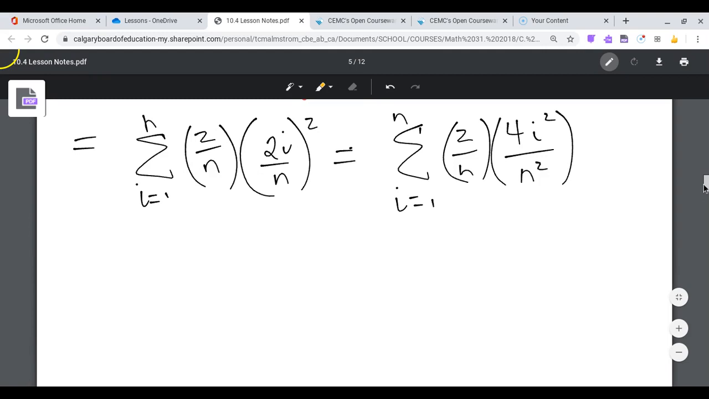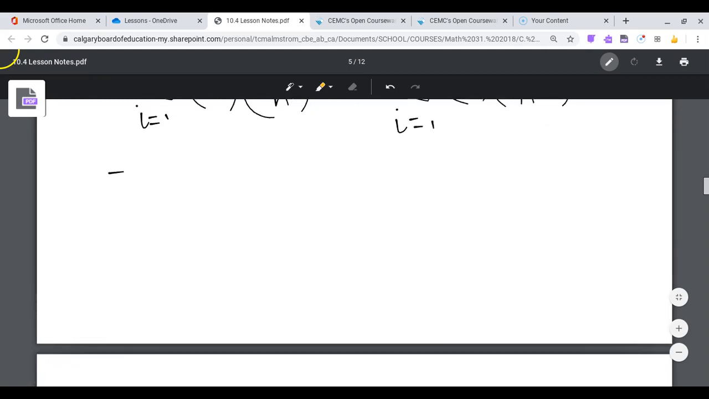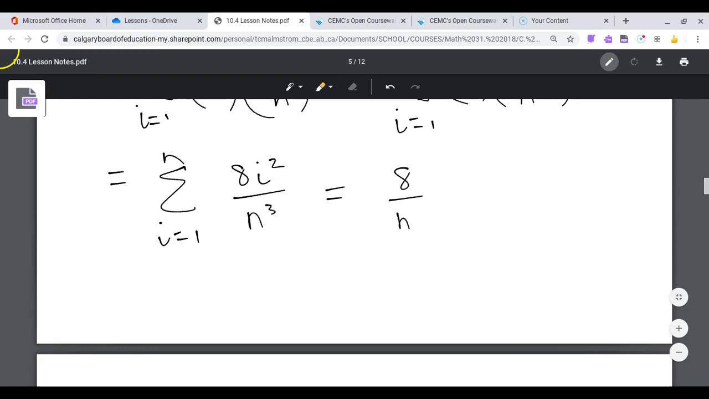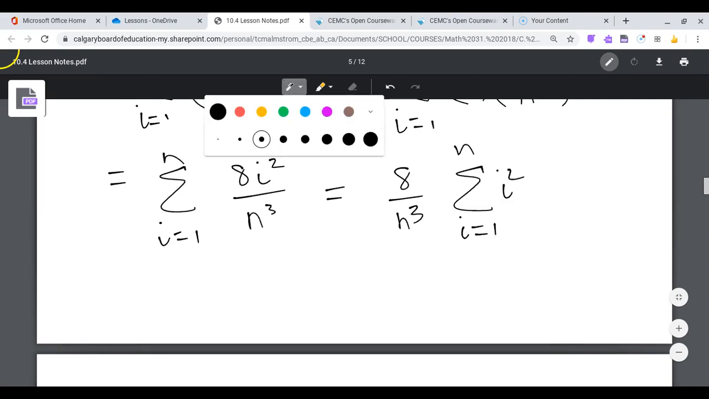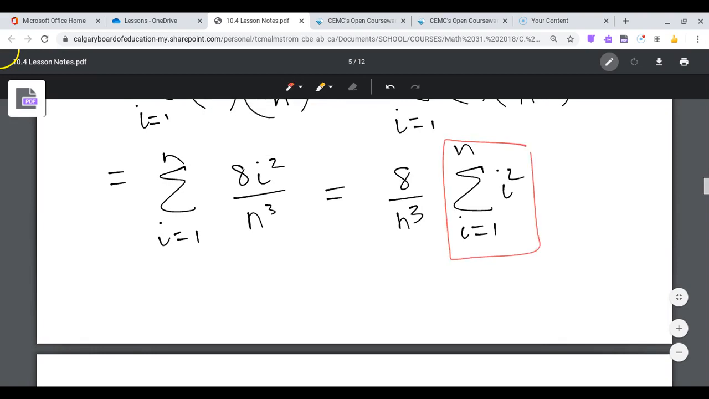And that then becomes the sum of 8i squared on n cubed. Now I can take out the 8 on n cubed in front, and then I'm left with adding up all the i squareds. That's your 1 squared plus 2 squared plus 3 squared plus all the way to i squared. This is the guy we're trying to get down to one of those i formulas from the front.